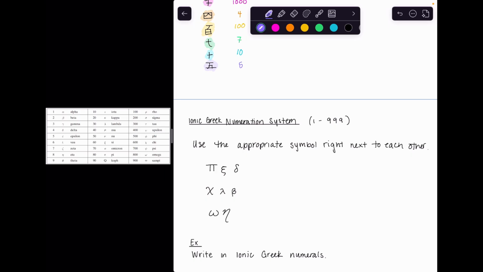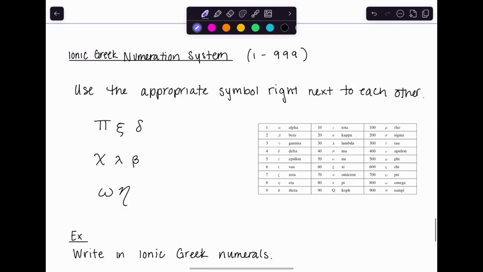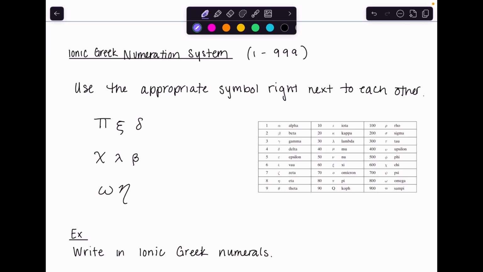So I'm going to go ahead and add this photo in here to just make it a little bit simpler. This allows me to draw on it and compare each of these. If I look at this first digit, that is going to be sampi. So that's really representing 900.